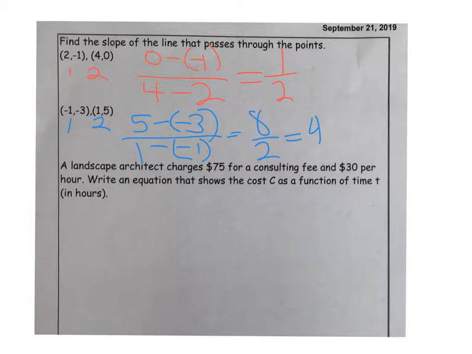Another problem here, it says your landscape architect charges $75 for a consulting fee and $30 per hour. Write an equation that shows the cost C as a function of time. So that means the cost is going to immediately be $75, but it's also going to be plus 30 times T, because it's $30 per hour and $75 no matter what, just for consulting. So that'd be an example. If we wanted to put that in slope-intercept form, it would look like this.